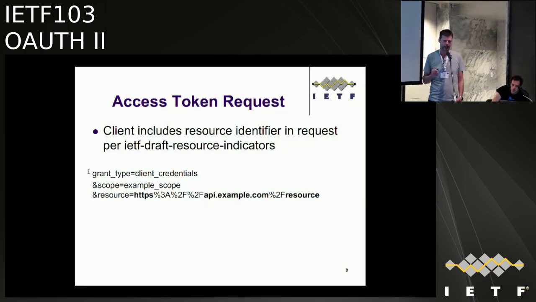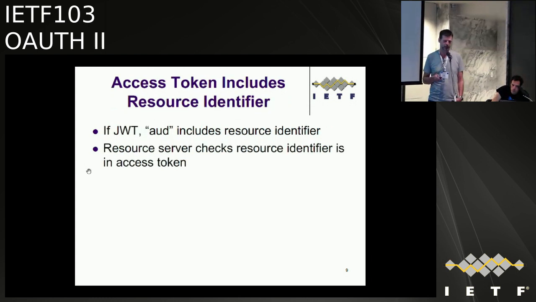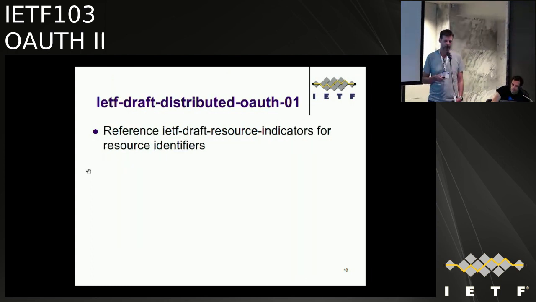And then the authorization server puts that resource value into the access token. So if it's a JWT, the AUD includes a resource identifier. Since the last draft, really the only update I made was to reference the IETF draft resource indicators as a spec for how to represent the resource. Open issues. Kind of moving quickly since I don't have a lot of time.